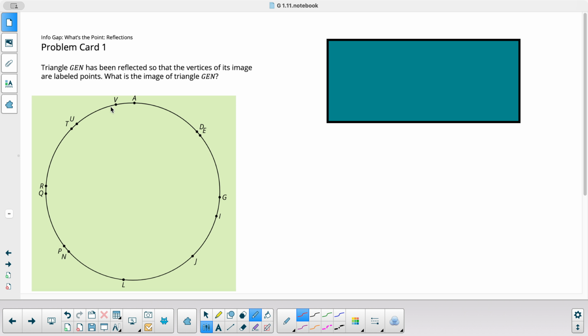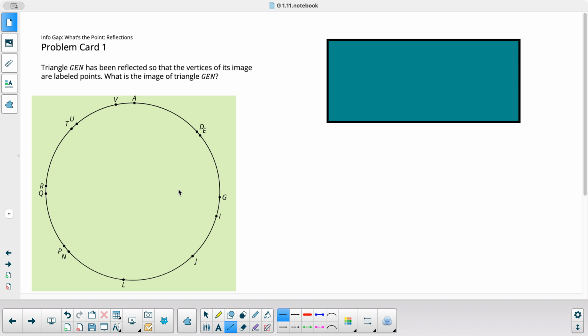All right. So this is one of those info gap things here. So they give you the problem. We need to figure out what questions or what info we would need to answer this question. They don't give us both of those at the same time. So this problem card says triangle GEN has been reflected so that its vertices of its image are labeled points.